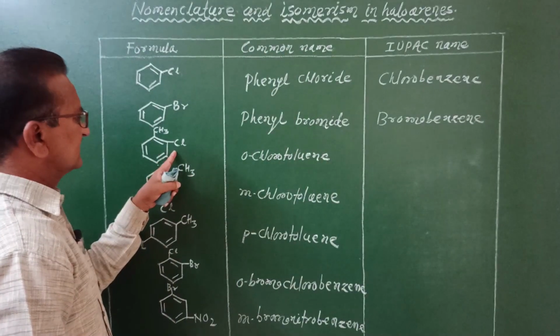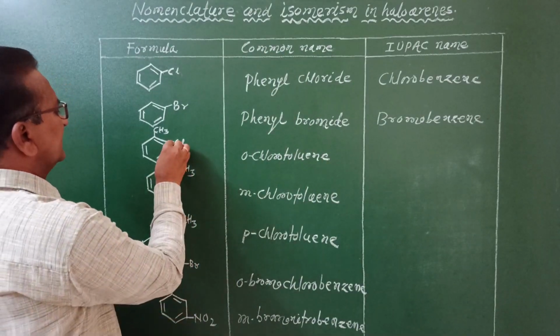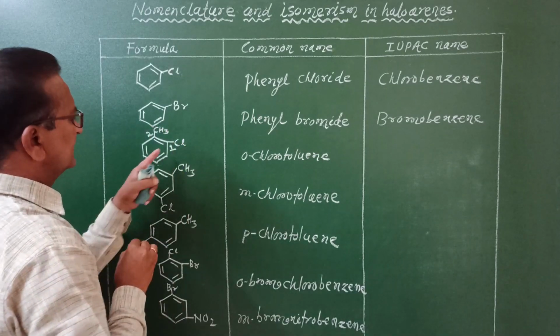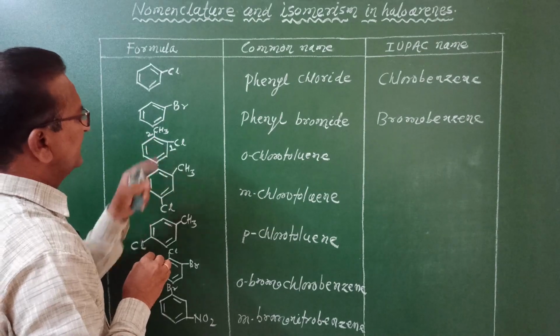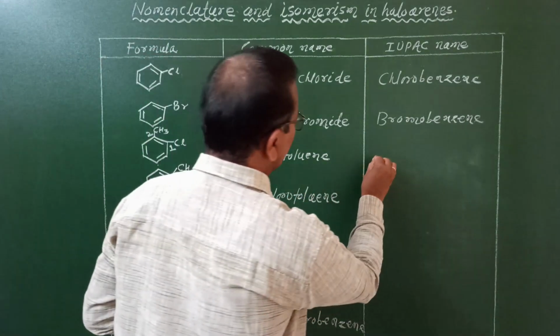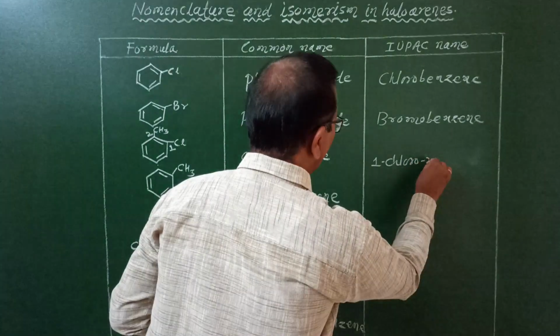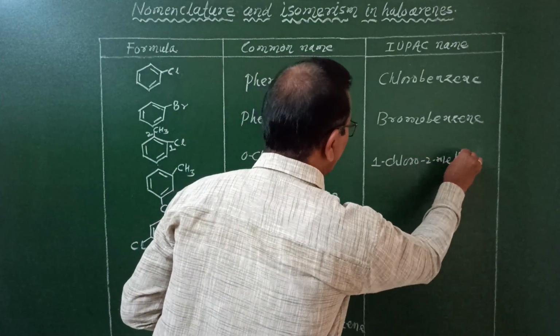Now, in this case, this carbon atom is numbered as 1, and this carbon atom is numbered as 2. Now, what is the IUPAC name of this compound? 1-chloro-2-methylbenzene.